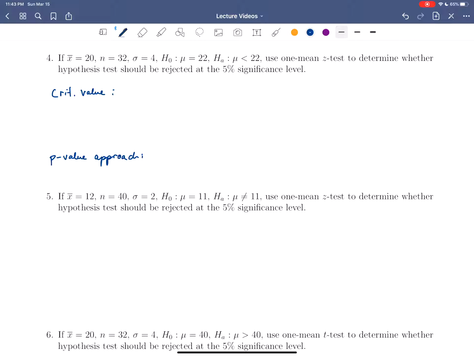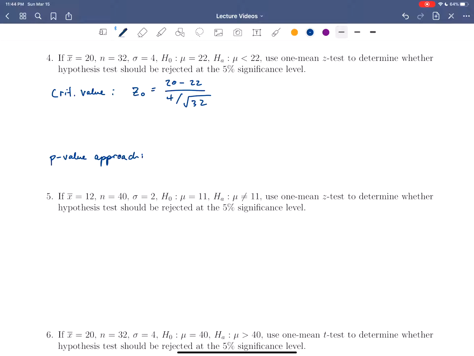So our idea is we're going to take all of our data and compute the standardized variable. That's going to be x bar minus mu naught divided by sigma over square root of n. So that's going to be 20 minus 22. Our mu naught is the value that we're always testing in the null hypothesis. So 20 minus 22 over sigma divided by, oops, that should be a 4, divided by 4 divided by square root of n, and our n is 32.